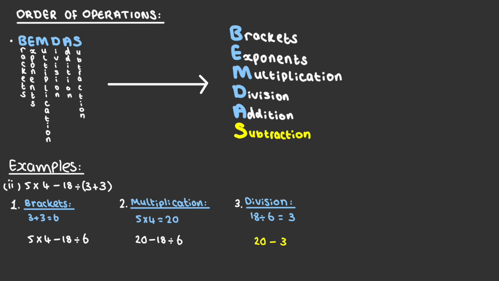The only thing left for us to do is subtraction. By calculating 20 minus 3, we end up with 17.